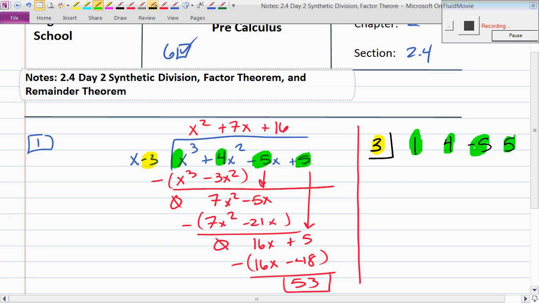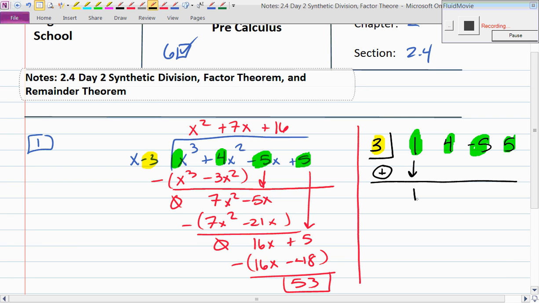Great. Okay, then what I'm going to do is I'm going to skip a line and draw a line. And I am going to just bring this one straight down and put it right there. Easy enough, right? And instead of subtracting, I'm going to add.